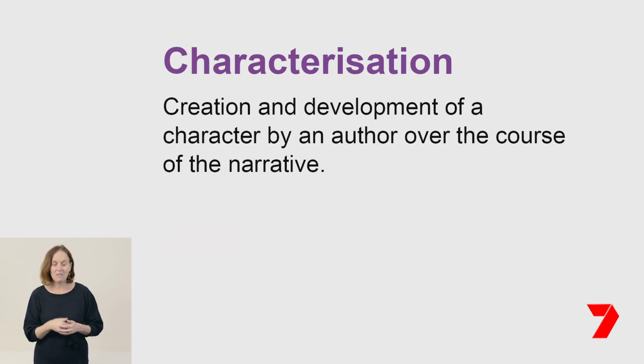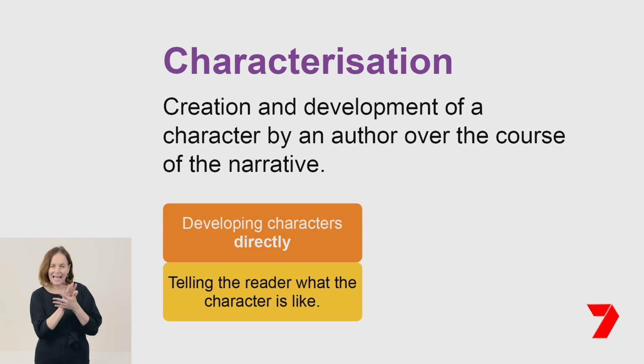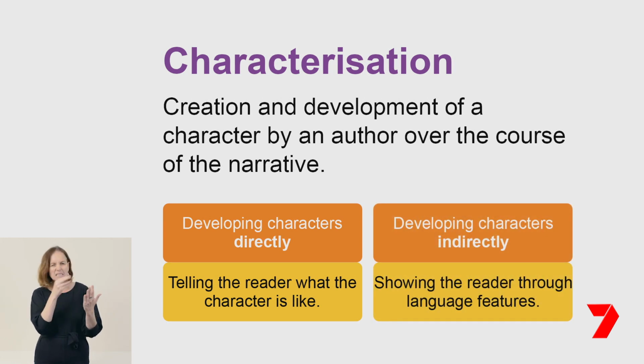The creation and development of a character by an author over the course of a novel can be direct, so telling the reader what a character is like, and indirect, showing the reader through the use of techniques and strategies, such as language features. Today, we are going to read a narrative poem to investigate how authors develop character traits indirectly. The poem we are going to read is The Man from Ironbark.